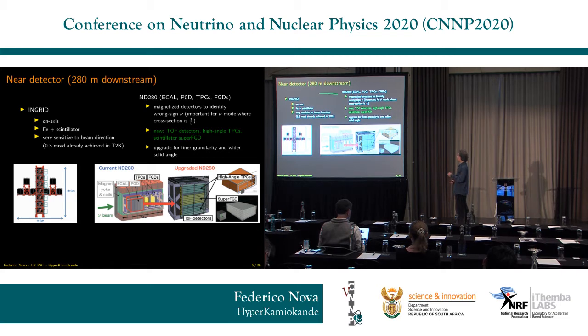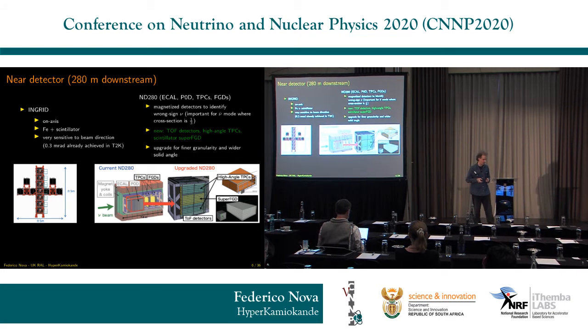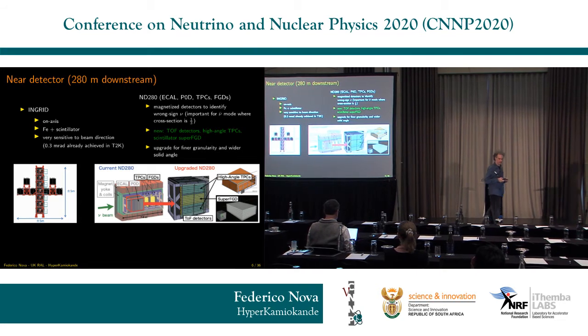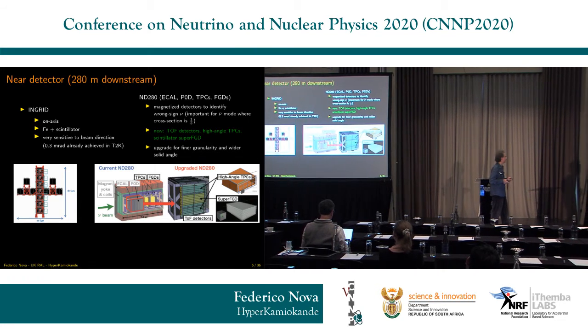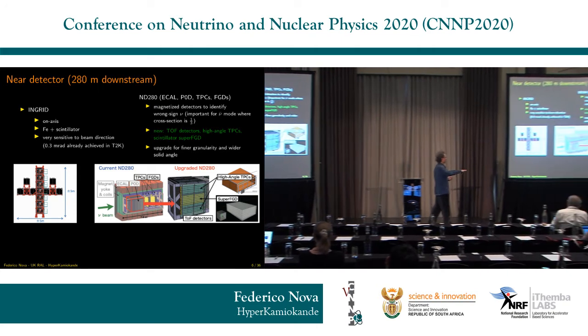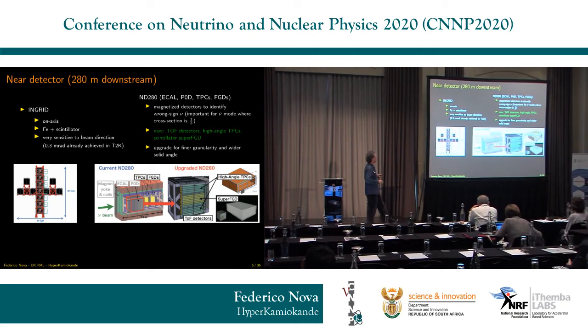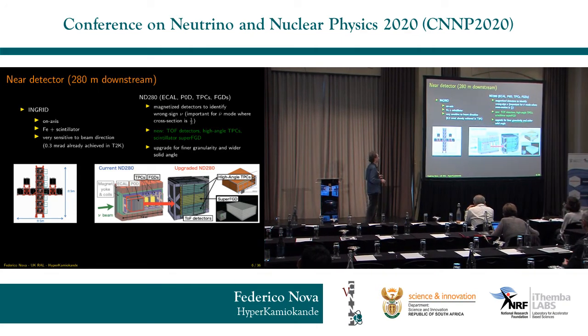And new detectors will be built very soon and largely before Hyper-K starts taking data, including time-of-flight detectors and some horizontal TPCs that have a wider angle acceptance, and a so-called super fine-grained detector that has a very fine granularity. So these are all contributing to suppressing the systematic errors.